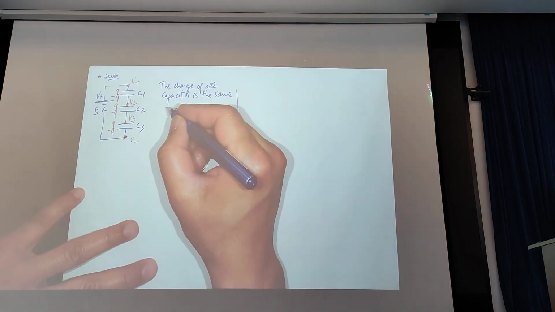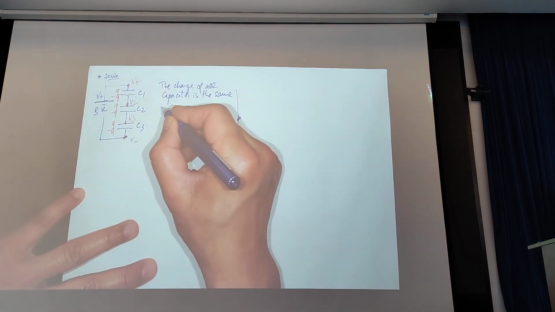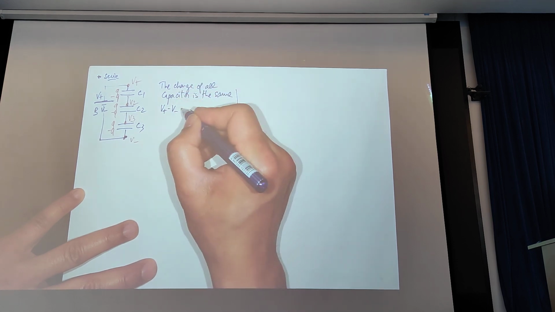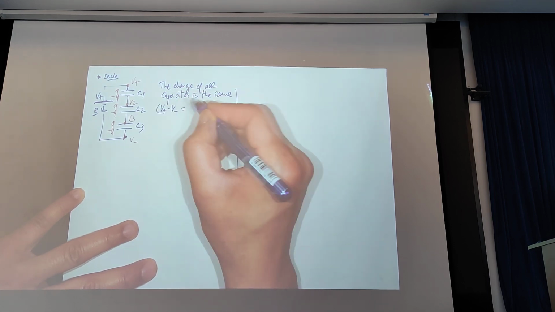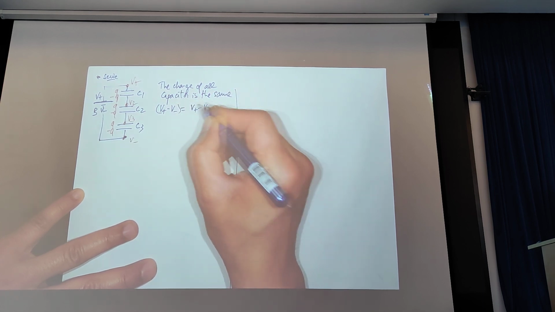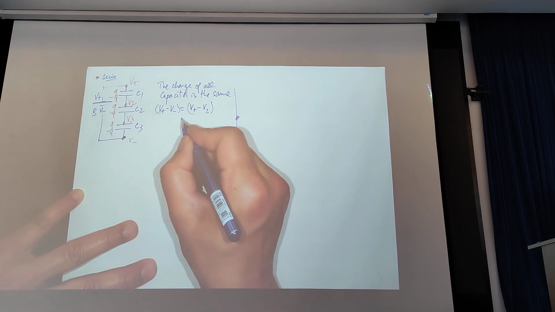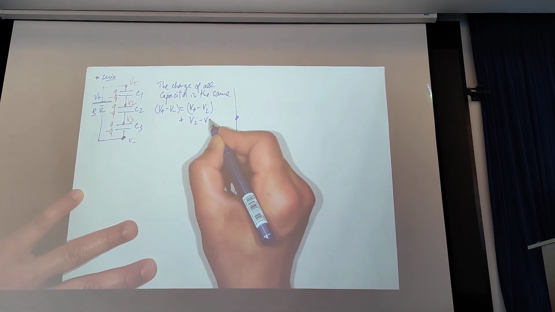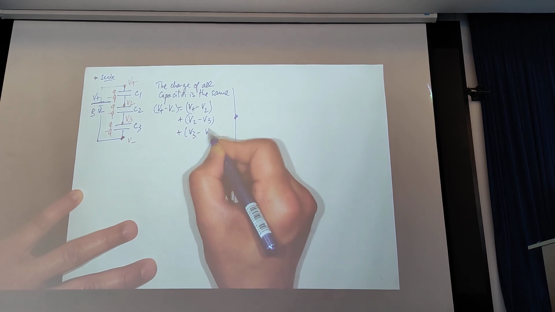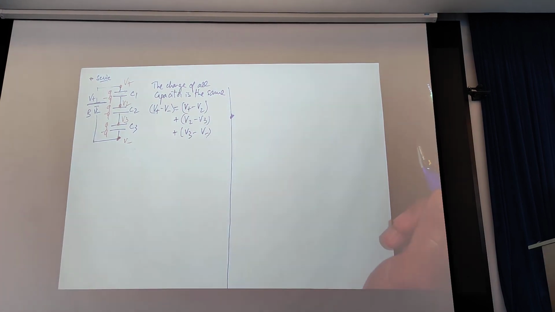Okay, so we can say that V plus minus V1, of course, is equal to V plus minus V2 plus V2 minus V3 plus V3 minus V minus. Do you agree with that?